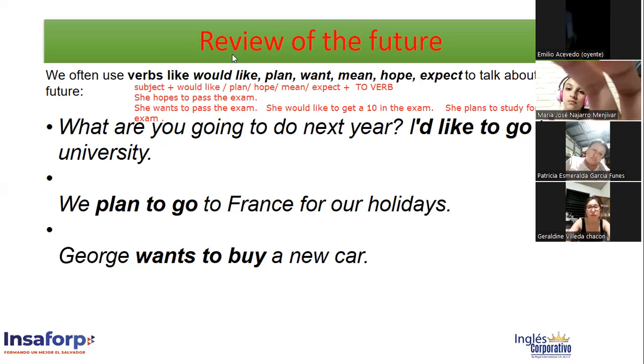Example, she speaks English already. Okay, we plan to buy a new house. I hope to buy a new car. Yeah, you have to use these verbs. Would like, or plan, want, mean, hope, or expect. Geraldine, that would be he would like. He would like to eat pizza in the restaurant. I want to buy a house, okay. She hopes to travel tomorrow. Very good, Alejandro.